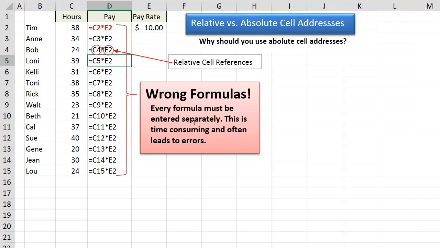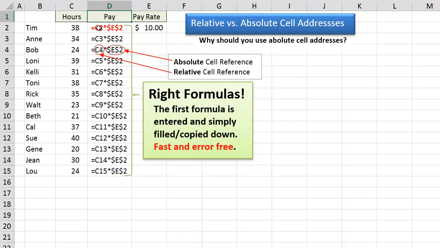Well, the problem with this, of course, is that it's very time consuming, and it will often lead to errors because you're typing in every one of these formulas, and in a long spreadsheet you're going to probably make some typing mistakes. So this is really the wrong way to do things. Let's take a look at the correct way to do things.